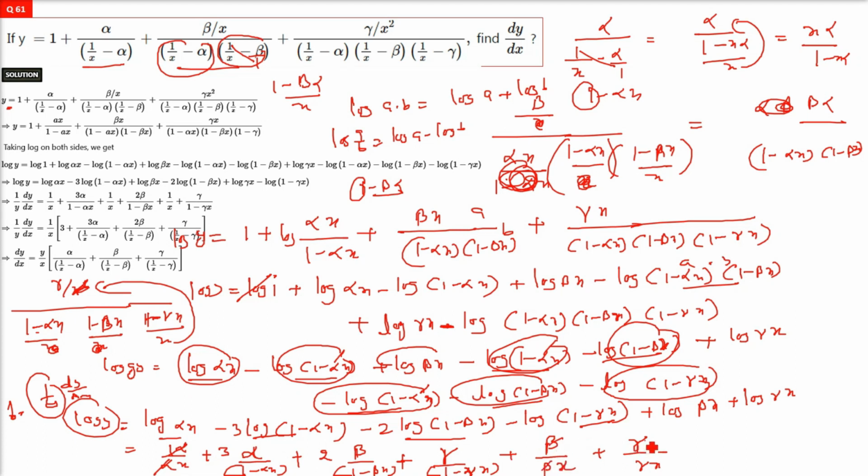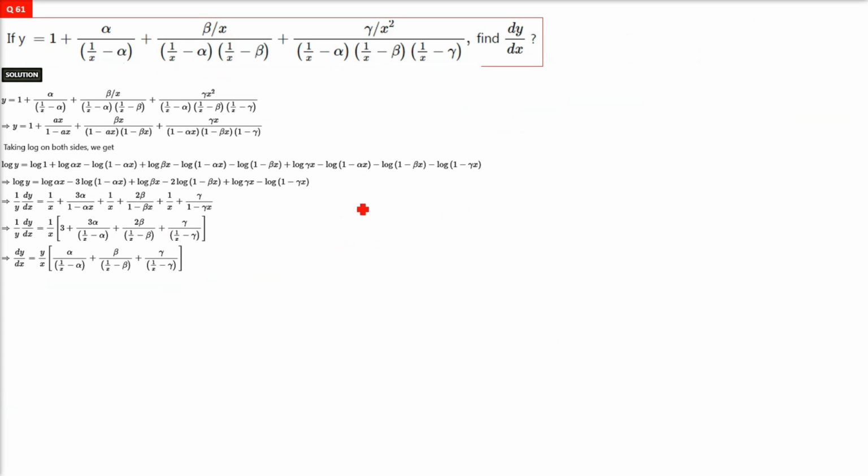So let me write it again, all these terms, because we are short of space. This is 3, this is 2, this is 1. So you have to keep these terms, and on the left it is already 1 by y dy by dx. So y will go on the right, and y is the whole term which you see in the question. So 1 by y dy by dx, and as I told you, it is 3 by x. So alpha cancelled, 1 by x, beta gets cancelled, gamma gets cancelled.